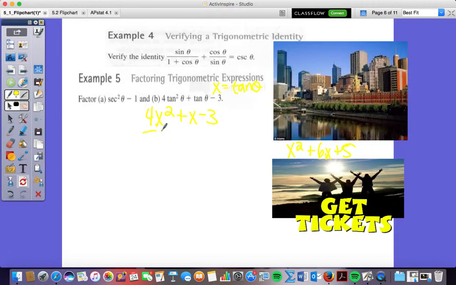You make the box, don't you? I do the A times C method. That makes sense. I like that better. All right, so I'm going to show you how to do the A times C method, okay? All right, here we go.